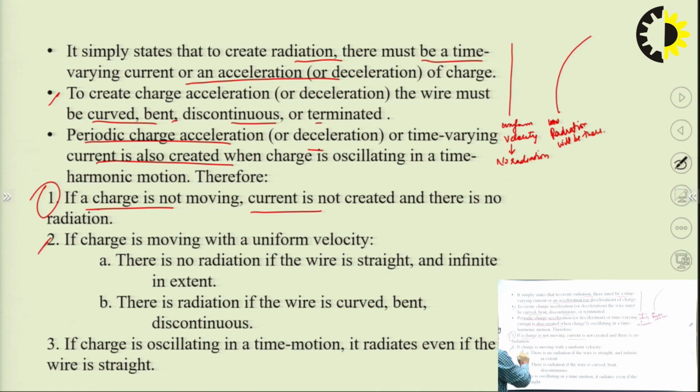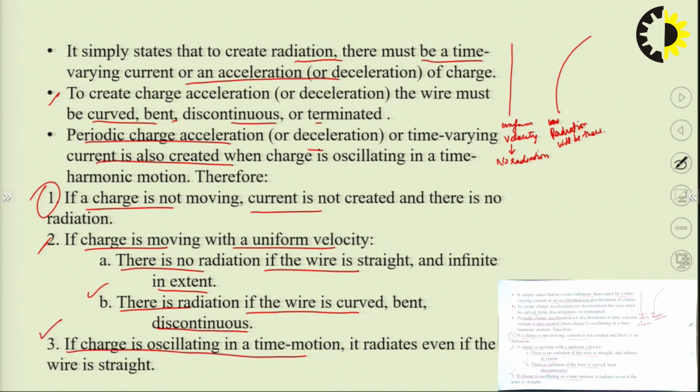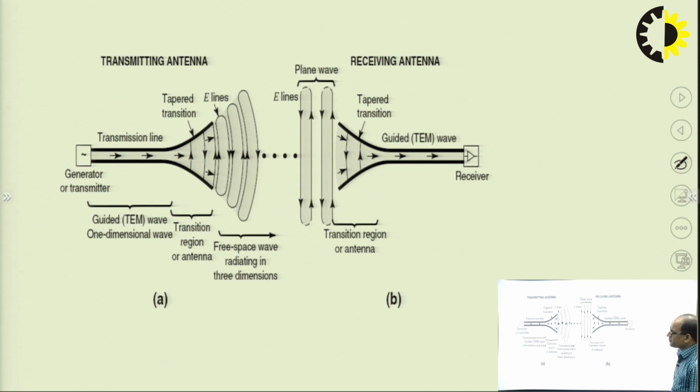Second point, if charge is moving with uniform velocity, then there are two conditions. There is no radiation if the wire is straight and infinite in length, and second, there will be radiation if the wire is curved or bent or discontinuous. Clear? Third point, if charge is oscillating in a time harmonic motion, or time varying current is there, then it will radiate even if the wire is straight, because the charge is oscillating, which means there is a time varying current, or you can say there is an acceleration or deceleration of charges.